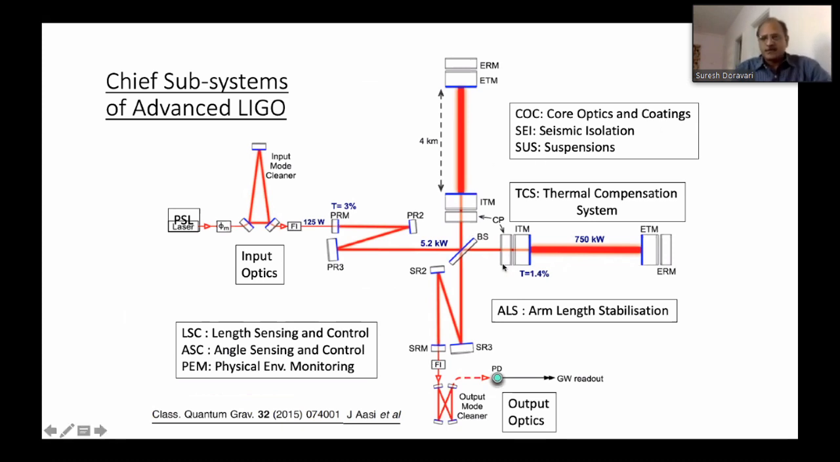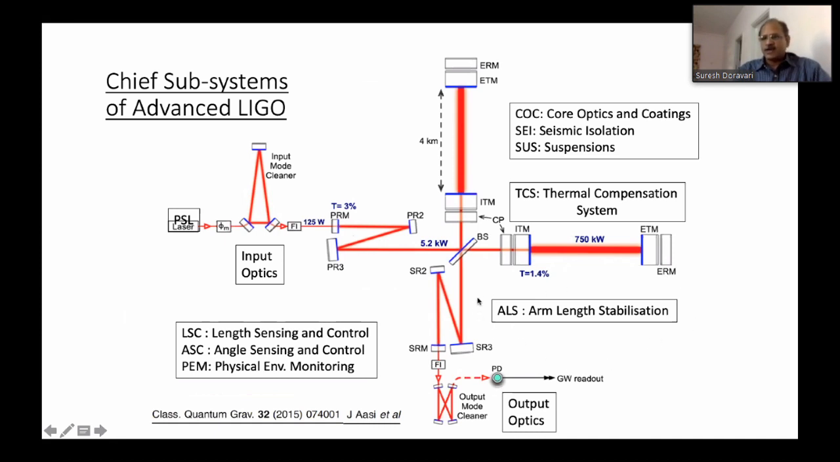As I said, we have nearly a megawatt of light trapped inside these cavities. And if even a very small fraction of this light is absorbed by the mirrors, they will get hot. And a hot mirror changes shape. And once the mirror changes shape, the interferometer will no longer work. So we have a thermal compensation system in place, which compensates for the change in the curvature of the mirror as we increase the power in the interferometer.